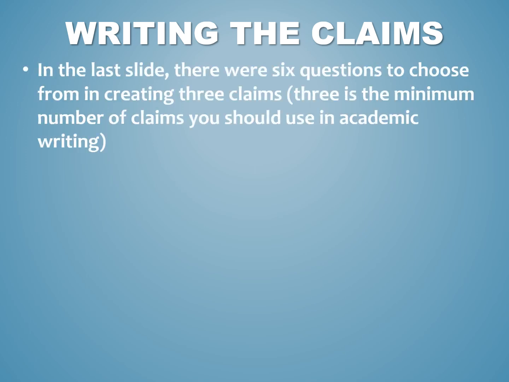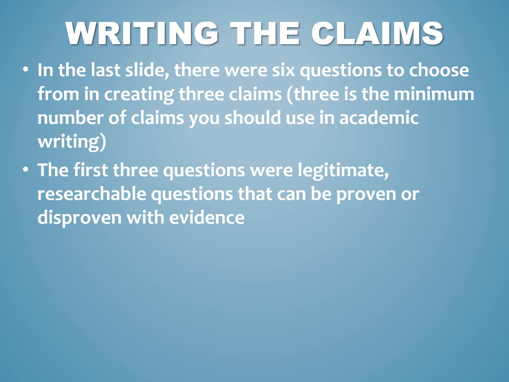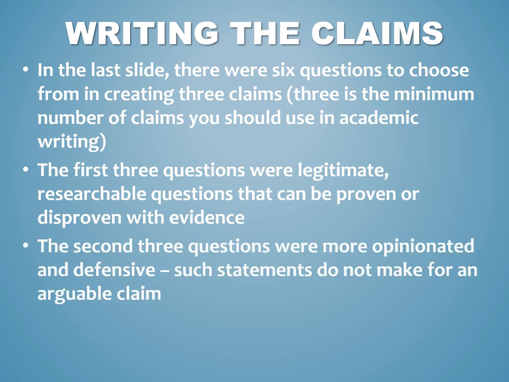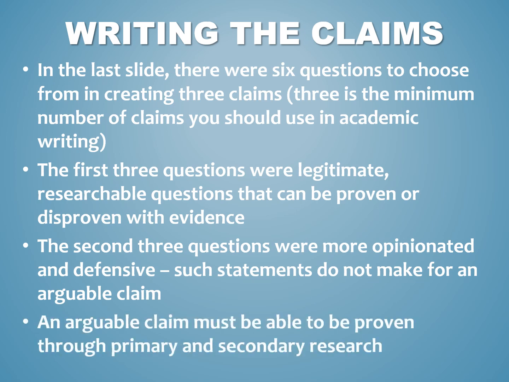In the last slide, there were 6 questions to choose from in creating 3 claims. 3 is really the minimum number of claims you should use in academic writing. 3 questions were legitimate, researchable questions that can be proven or disproven with evidence. The second 3 questions were more opinionated and defensive. Such statements really don't make for an arguable claim. An arguable claim must be able to be proven through primary and secondary research.